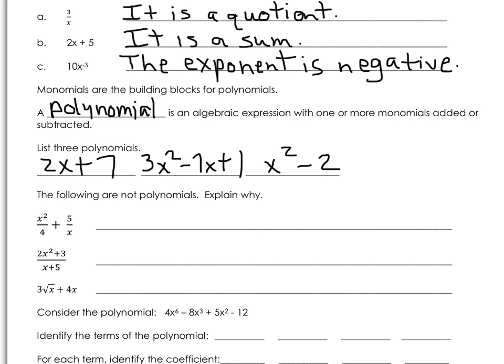The following are not polynomials. Why not? Well, the x squared over 4 is fine. You can think of that as 1/4 x squared. But the 5 over x, that's not a polynomial. You cannot have x, or any variable, in the denominator.